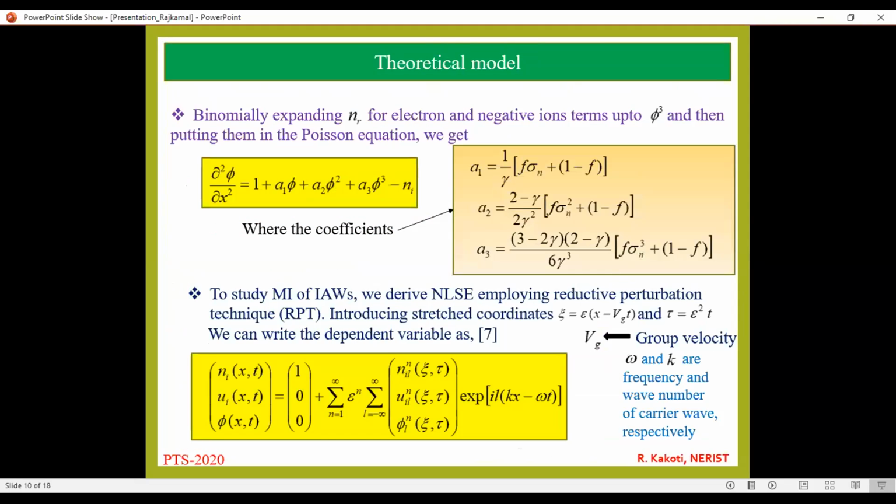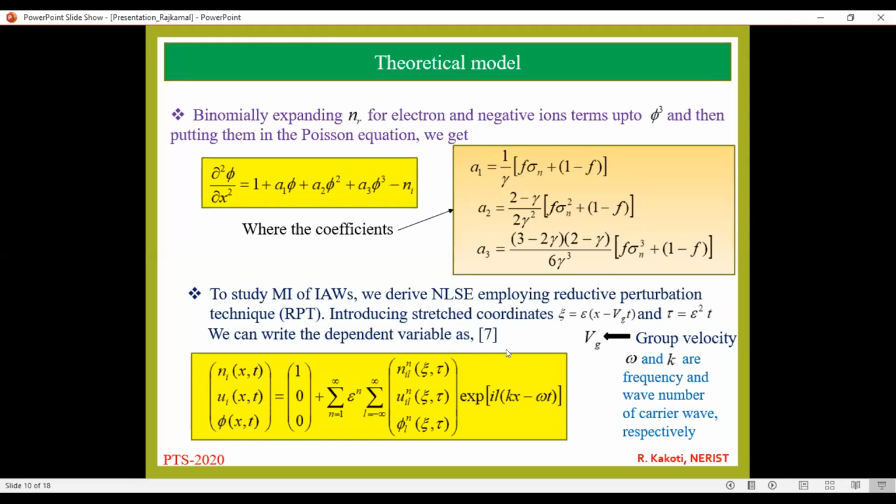Okay, now before going to derive the nonlinear Schrodinger equation for our model, we first binomially expand the densities for inertial species up to power 3, and then substitute them in the Poisson's equation. Then we get the coefficients as shown here, A1, A2, A3.